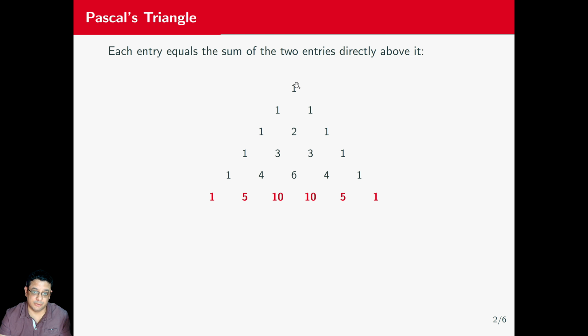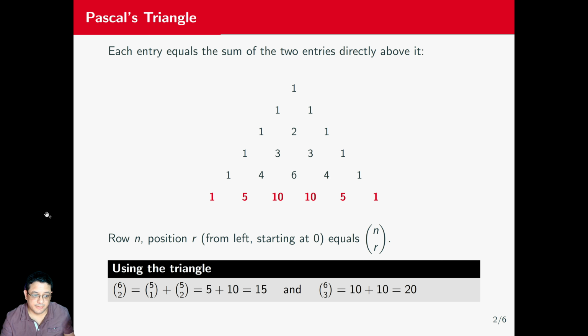So for example, you see here we have a line of ones, but then below the 1 and 1, you get the 2. Below the 1 and 2, you get the 3. Similarly, the 2 and 1, you get the 3. The 1 and 3, you get the 4. The 3 and 1, you get the 4. The 3 and 3, you get the 6, and so on and so forth. The 1 and 4, you get the 5. 6 and 4, you get 10. 4 and 6, you get 10. 4 and 1, you get 5. And you can continue doing this for all the rows of the triangle that you want.